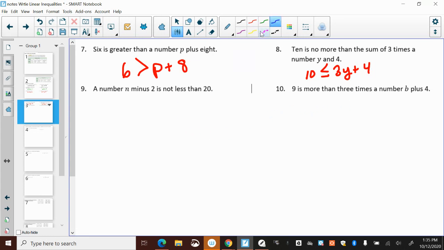Number 9, a number n minus 2 is not less than. If it's not less than, it has to be greater than or equal to 20. 9 is more than 3 times the number b plus 4. So let's take that in little pieces. 9 is more than, means greater. 3 times the number b plus 4. All right, so that's some of the stuff we're going to do is the translating.